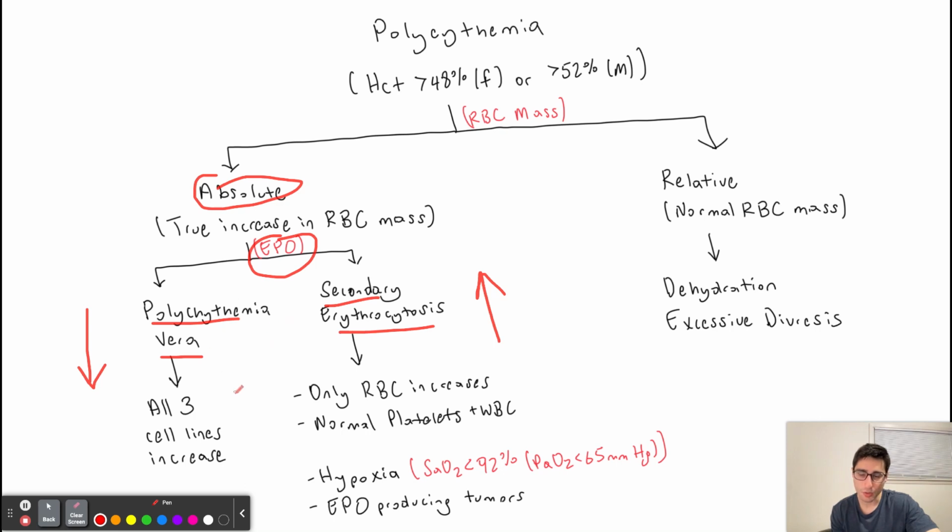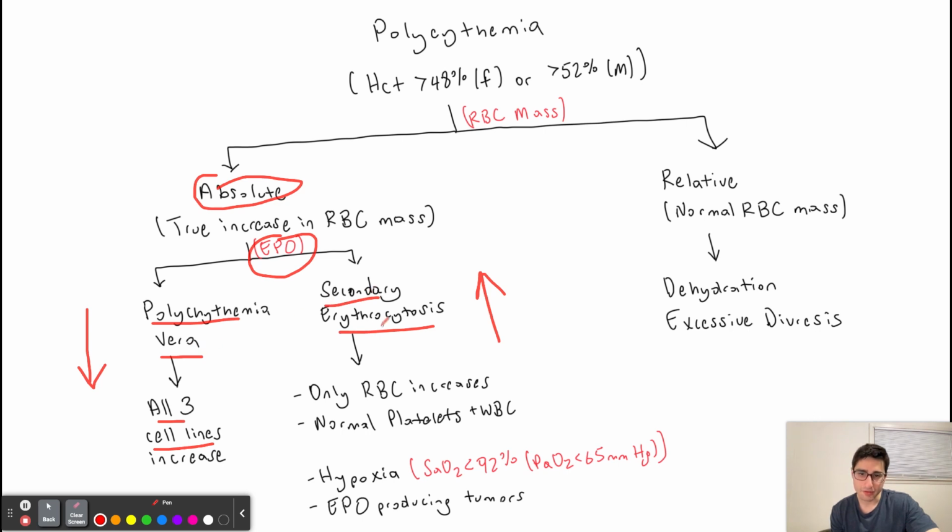This is ultimately going to increase tyrosine kinase activity, which can increase all three cell lines. So not only do we get an increase in red blood cells, but we can also get an increase in white blood cells and platelets in polycythemia vera. Now, because we have an increase in red blood cells, we can have a negative feedback going into the kidneys to decrease erythropoietin levels. And so this is why we have a decrease in erythropoietin in polycythemia vera.